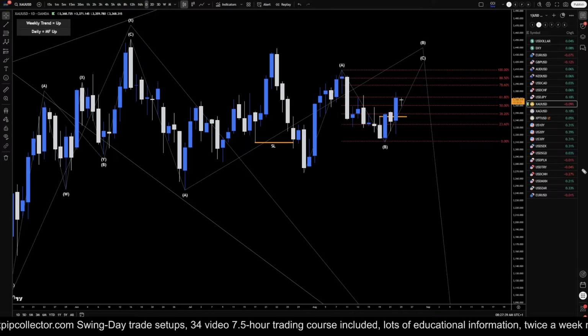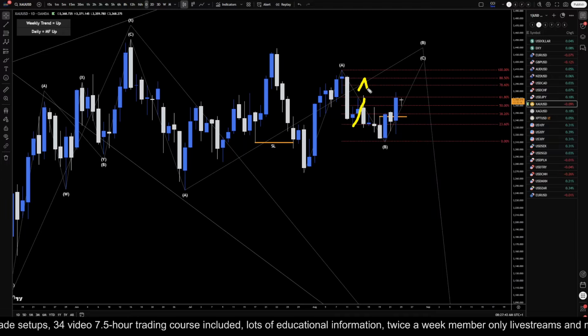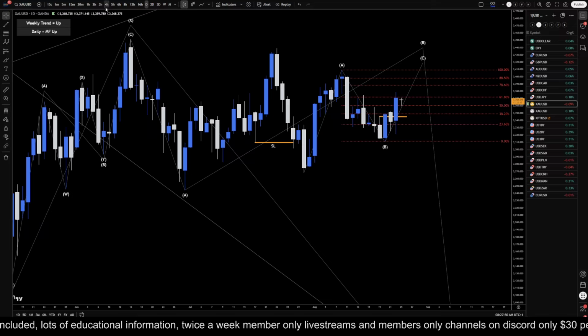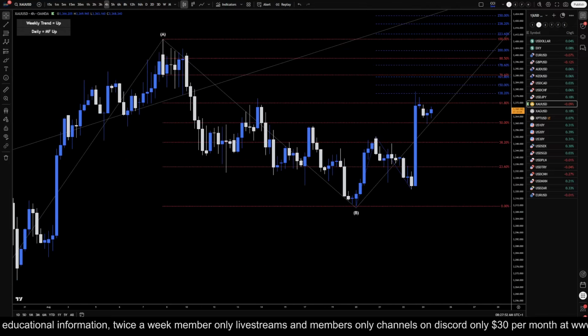Now the problem is gold loves to make expanding and running flats. What if this is like a wave A, which may be clear on the 4 hour, and this is a wave B, and this is a wave C of an expanding flat? Let's take it down to the 4 hour time frame, and you can hopefully see what I mean.